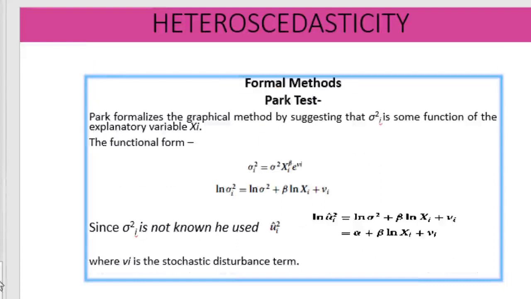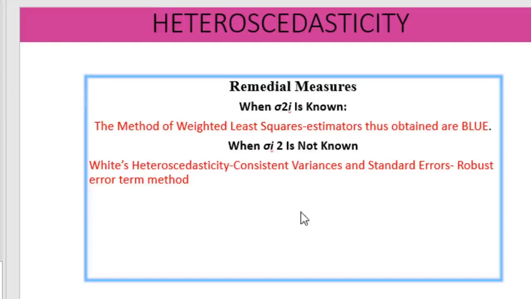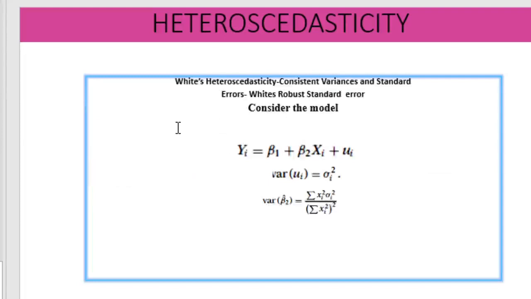Now let us see the remedial measures. When sigma i square is known, use the method of weighted least squares. When sigma i square is not known, we can use White's heteroscedasticity-consistent variance and standard errors, or the robust error term method. The weighted least squares method we have already discussed, so now let us see the consistent variance and standard error, or robust error term method.